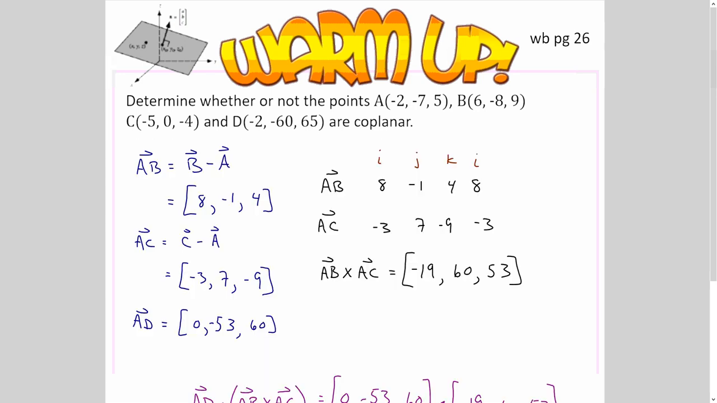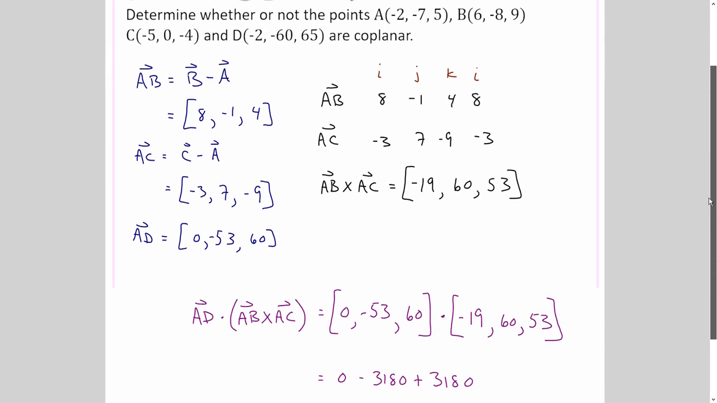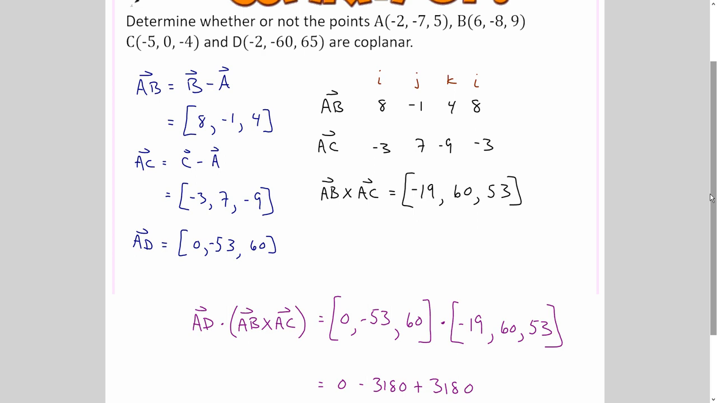Okay, so the solution that I have for you is this. First thing I did was identify 3 different vectors. I have an AB vector, an AC vector, and an AD vector. Now, I found the cross product of AB and AC. Now, remember that this does create another vector, and it creates a normal vector to these other 2 vectors that we have here, okay, which means it's at 90 degrees.